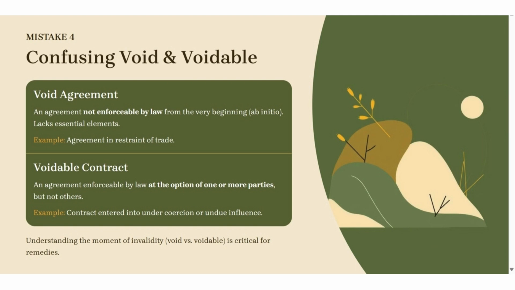Understanding the precise moment when a contract becomes void versus voidable is crucial because it determines the available remedies. Void agreements cannot be enforced, while voidable contracts remain valid until set aside by the aggrieved party. The distinction often carries significant marks in exams, so ensure that you can clearly differentiate between these concepts.